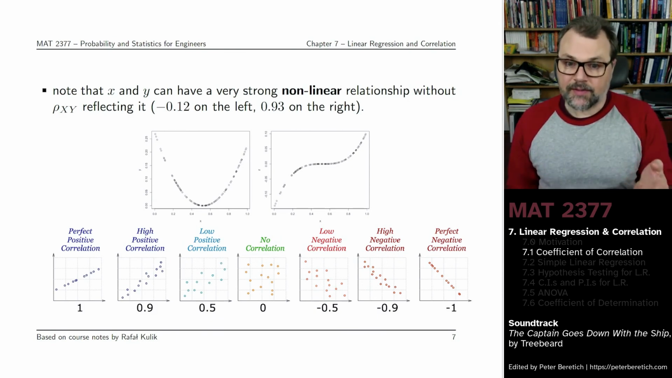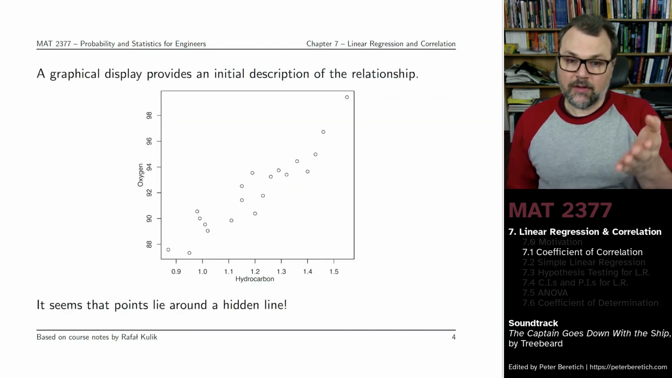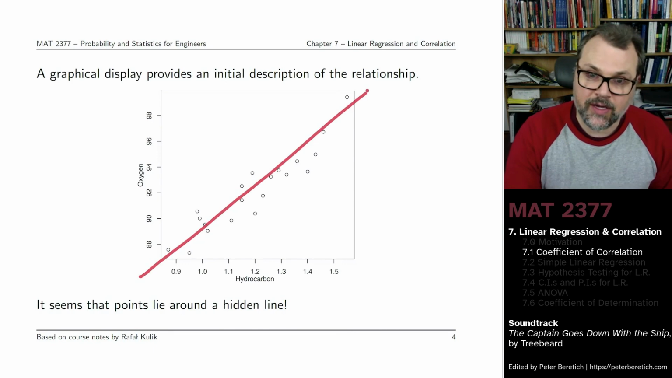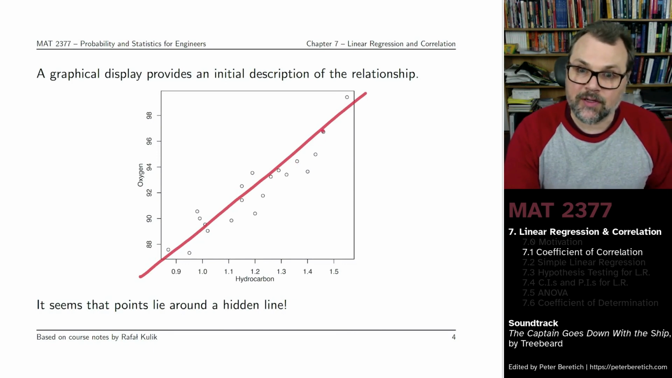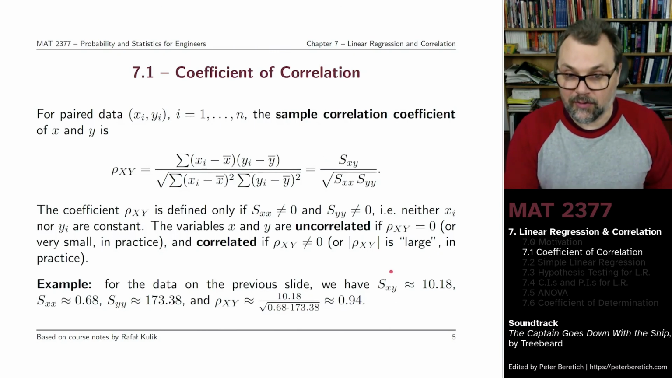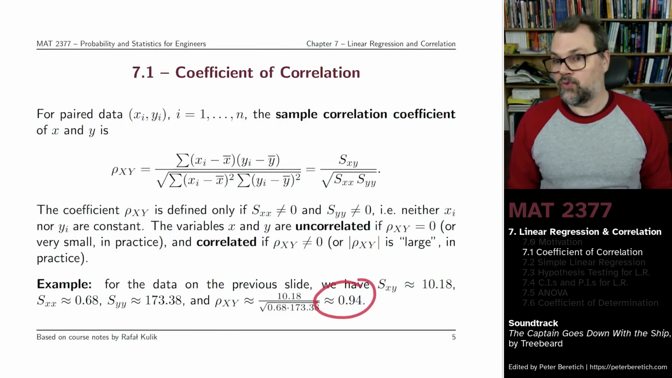So in our case, the data that we have, if we look here, we have a strong indication of a linear trend, not that much noise, all things considered, and it is not surprising then that the coefficient of correlation would be 0.94.